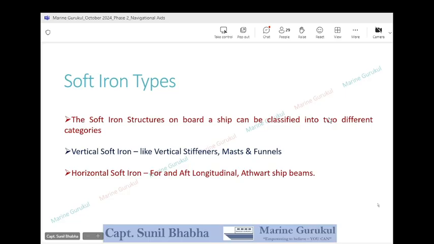Moving ahead now. Sir, how is this funnel vertical soft iron?